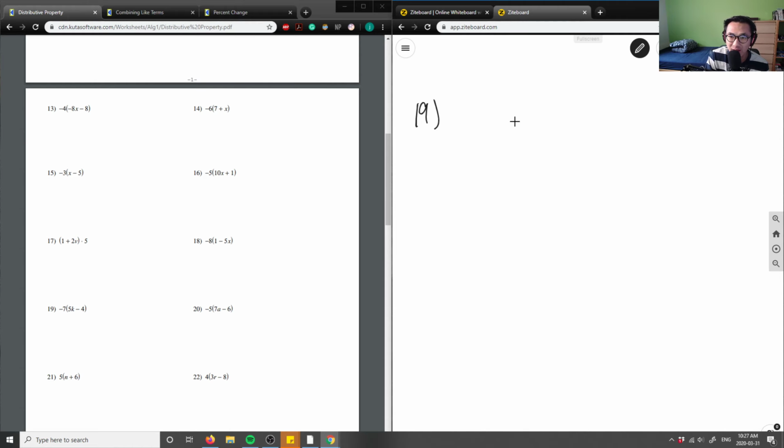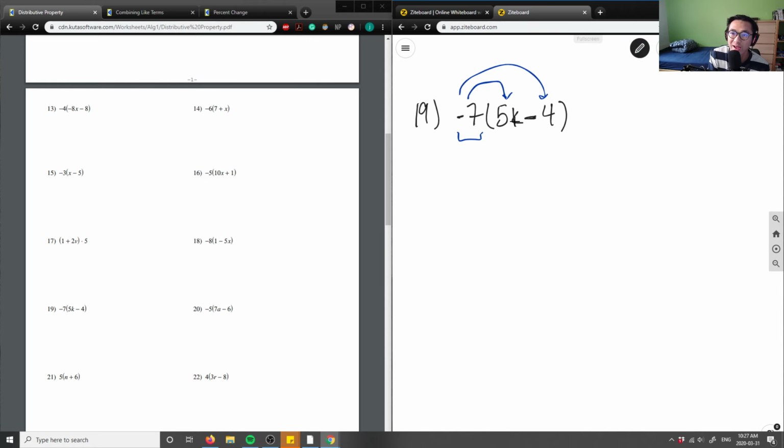19, we have -7 times the brackets here, 5k. K is the variable. We have a letter minus 4, right? So we have -7 times 5k minus 4 here. And again, -7 is going to be multiplied into the bracket: -7 times 5k first, and then it's going to be multiplied by -4.